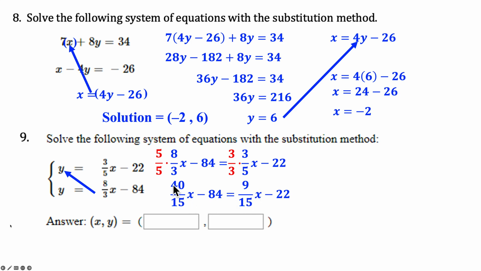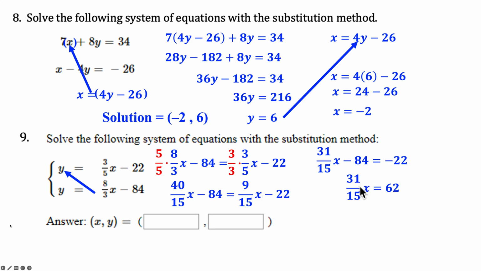Subtract it over to 40 over 15. 40 minus 9 will be 31 fifteenths over x, minus 84 equals negative 22. Okay, get your calculator ready. Here we go. Add the 84 to the negative 22.